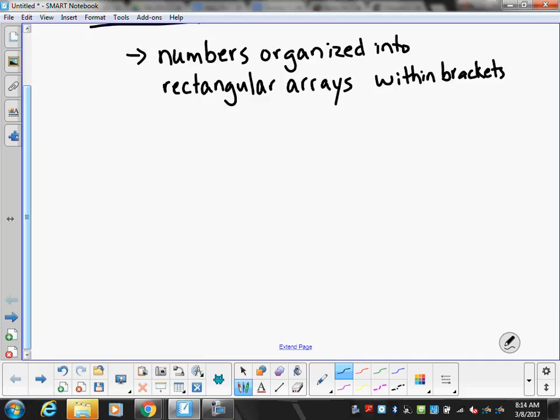So first off, here's an example of a matrix. You won't have an assignment today, but you will have an assignment tomorrow. I'm hoping that you've already seen matrices before. Some people haven't, but there's an example of one. It's a rectangular grouping of numbers, and there's brackets on the outside.